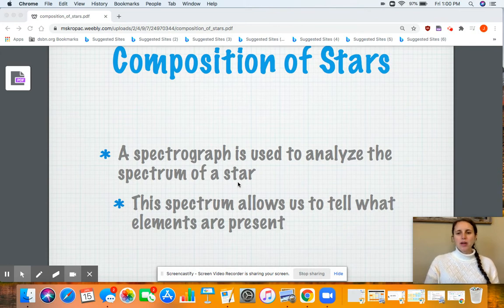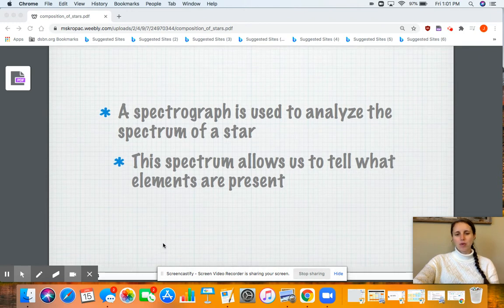Let's talk a little bit about the composition of stars. What are stars actually made up of? First of all, you can imagine it's pretty hard for us to measure stars and what they're made up of. So we use something called a spectrograph. A spectrograph allows us to measure the spectrum of a star. The spectrum of the star is just like a light spectrum, so you can actually see the different light spectrum. From those lights, scientists can determine what elements are present. They can use a spectrograph to identify the different light colors given off by a star, and they're able to tell us what elements are present for that star.